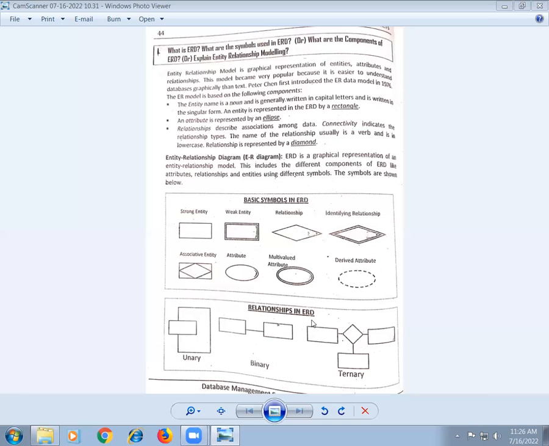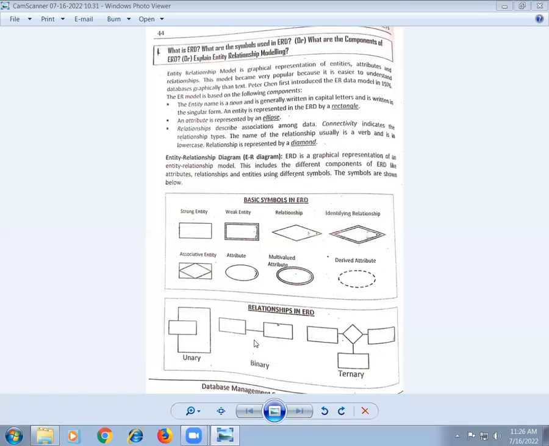Coming to the relationships in ERD. For example, we need to create a relationship between multiple tables. For that, we create different types of relationships graphically. The first graphical symbol is the unary relationship. Combinations of multiple table relationships are represented by this symbol. The next one: if we need to create a representation of only two tables, which diagram do we use?